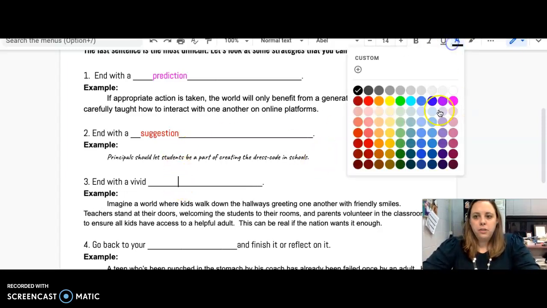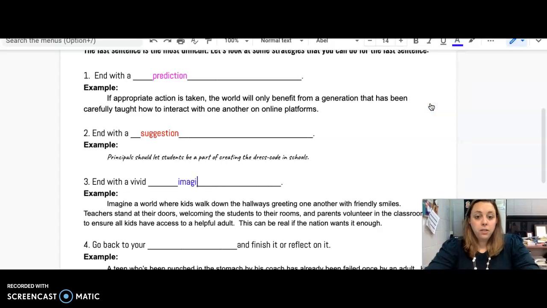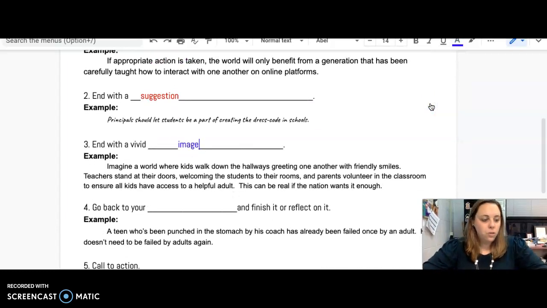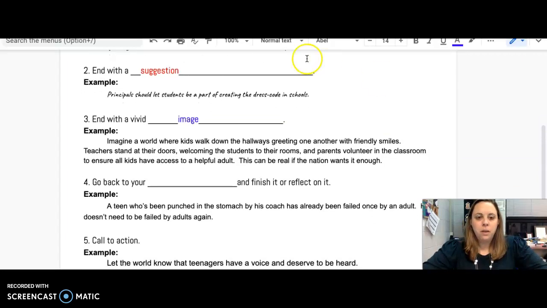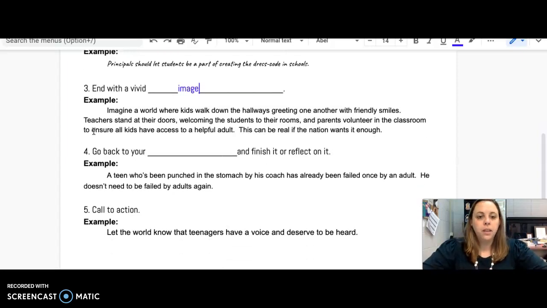The next thing I could do is end with a vivid image. So remember in the beginning I told you that you could use figurative language. This is kind of the same thing. So maybe I'm going to say, imagine a world where kids walk down the hallways, greeting one another with friendly smiles. Teachers stand at the doors, welcoming the students to their rooms, and parents volunteer in the classroom to ensure all kids have access to a helpful adult. This can be real if the nation wants it enough. So I'm painting that picture for my audience.